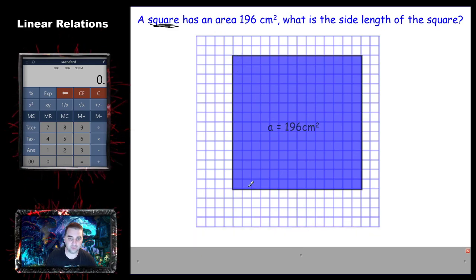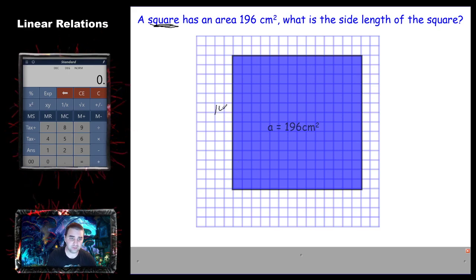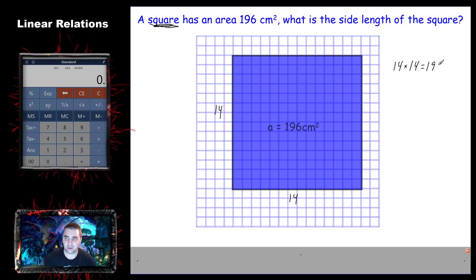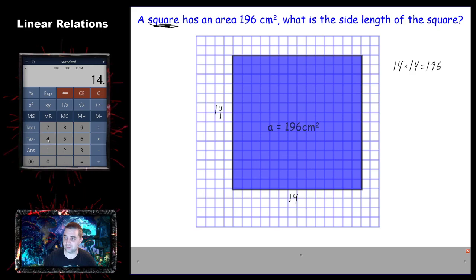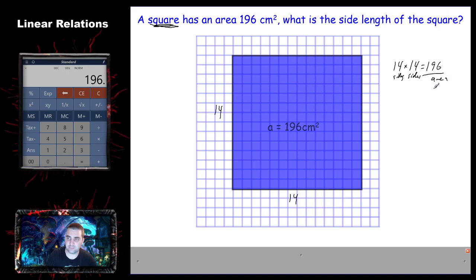Let's count it up. If there are 196 blocks here, that's 1, 2, 3, 4, 5, 6, 7, 8, 9, 10, 11, 12, 13, 14. So we can double check it here. I know you can see my calculator here if you don't believe me. 14 times 14 is equal to 196. Let's double check that over here on the calculator. 14 times 14 is equal to 196. And that just shows you the relationship between the sides and the area.